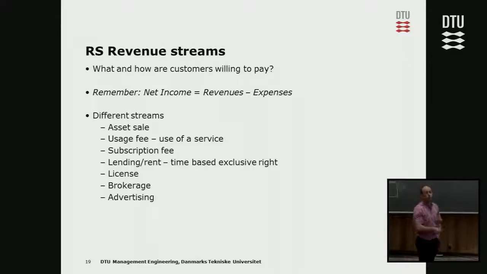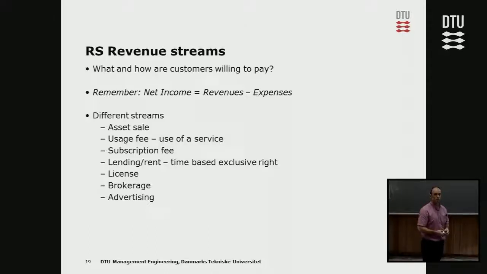But there are different streams. And it's interesting, or at least it's relevant, to put these categories on. So you have asset sales, things over the counter, you get money. We do this every day. Usage fee, a service. Every time you use it, you pay a fee. Taxi cab, for instance. And then a variation, subscription fee. You have some sort of access all the time, and you pay by month.